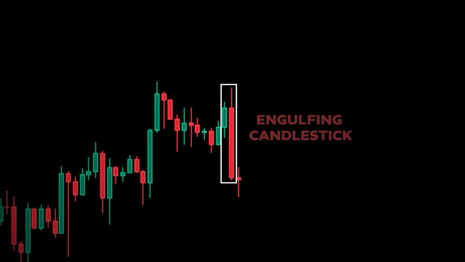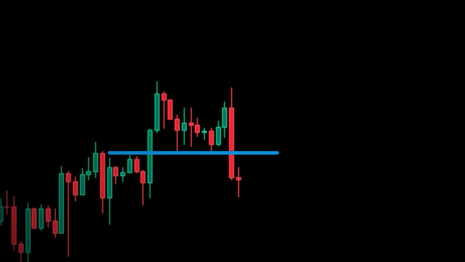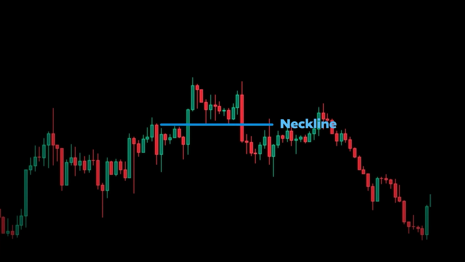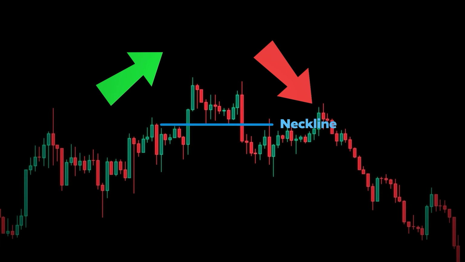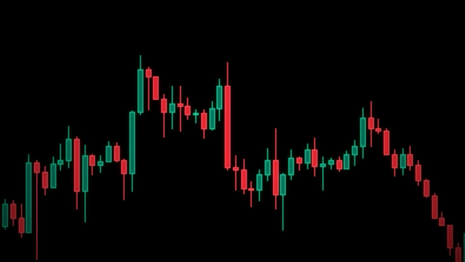We can see how the last candle engulfed the previous candle. This is indicating bearish momentum. Price breaking below this neckline also shows that the market structure has shifted from bullish to bearish. This has created a fair value gap.